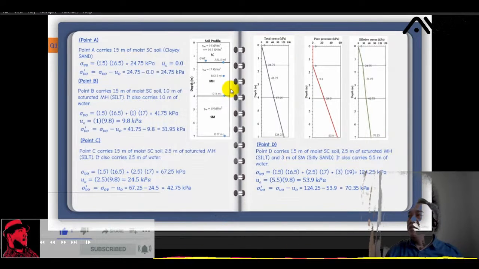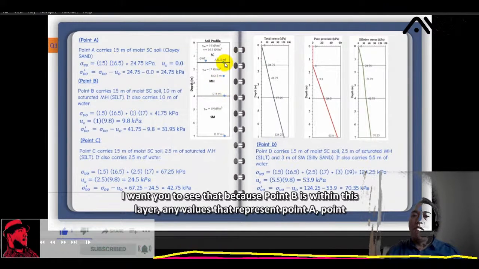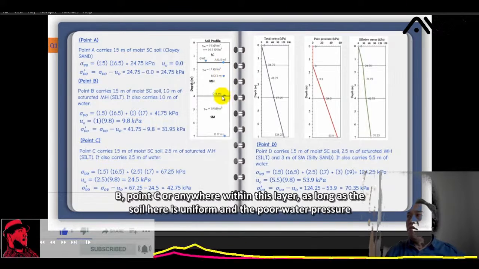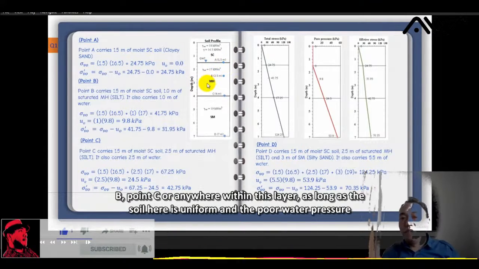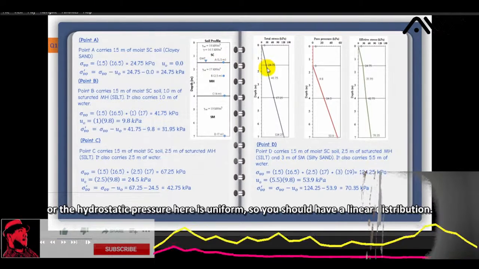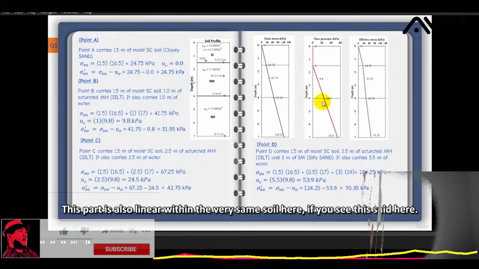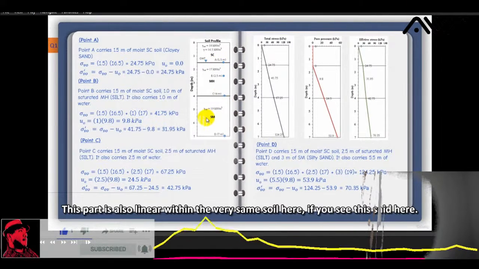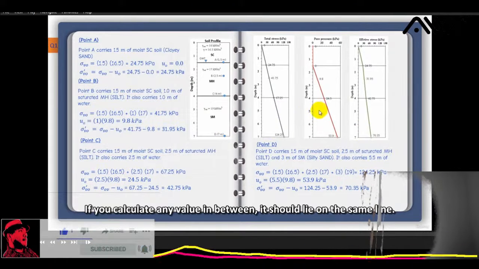A point to consider: because point B is within this layer, any values that represent point A, point B, point C, or anywhere within this layer, as long as the soil here is uniform and the pore water pressure or the hydrostatic pressure here is uniform, you should have a linear distribution. So this part is linear, this part is linear, this part is also linear within the very same soil. Here, if you see this sand, you also connect it as linear. If you calculate any value in between, it should lie on the same line.